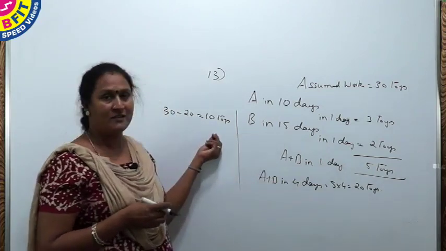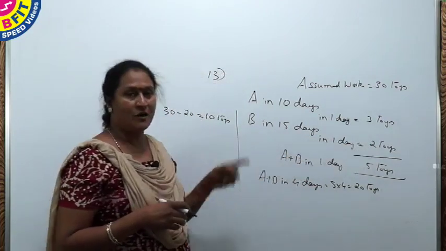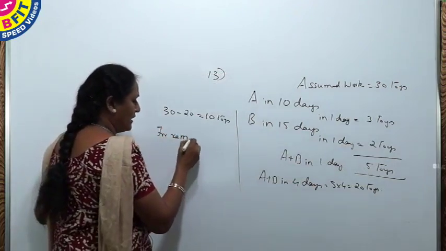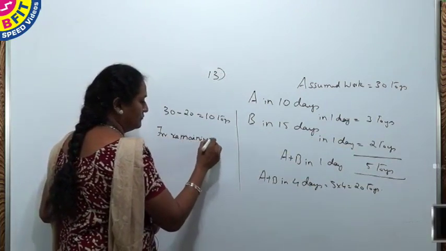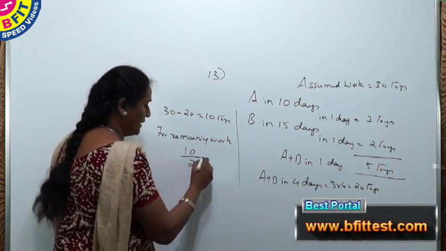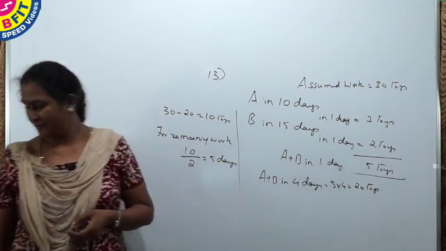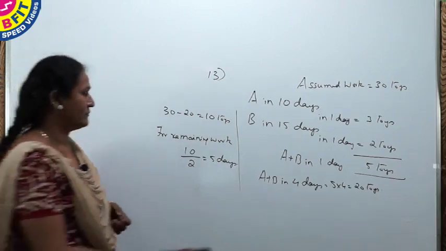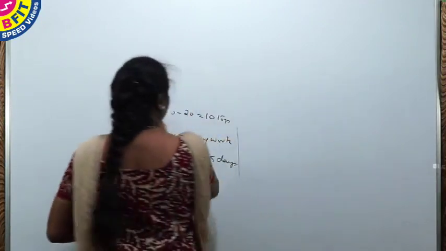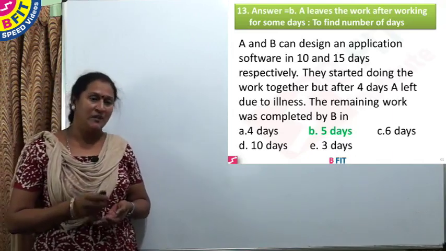So remaining work here is making of 10 toys. If B can do 2 toys in 1 day, to make 10 toys he needs 5 days. So for the remaining work, that is 10 toys, as B can do 2 toys per day, he needs 5 days. So for question number 13, the answer is option B, 5 days.